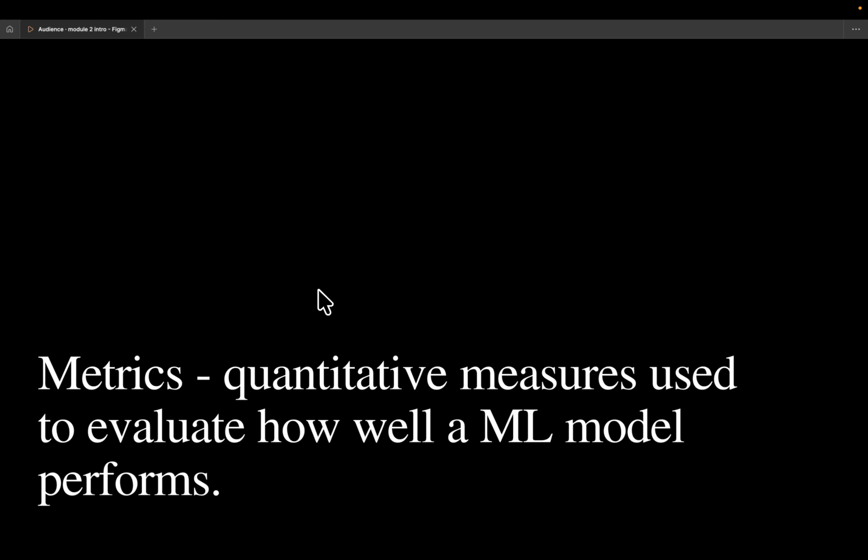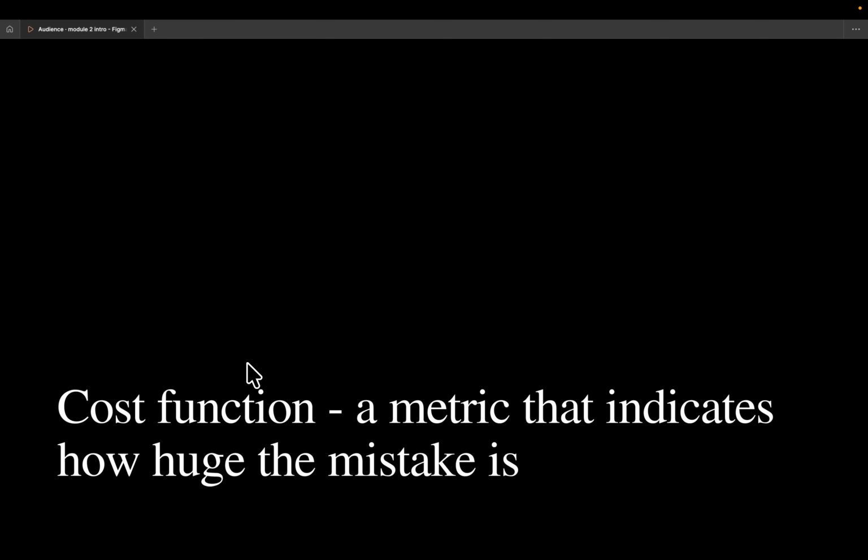And the next thing is metrics. Those are just measurements to estimate how bad or great our model is, because without any estimations, how can we even know whether our model is great or bad? And we are going to talk about a thing that is almost the same as measures. It's called a cost function. It's a metric that indicates how huge the mistake is. We're going to use it later, but it's an important thing, and I think you should memorize what that is.